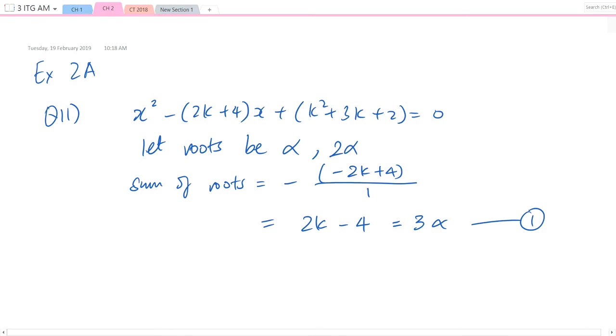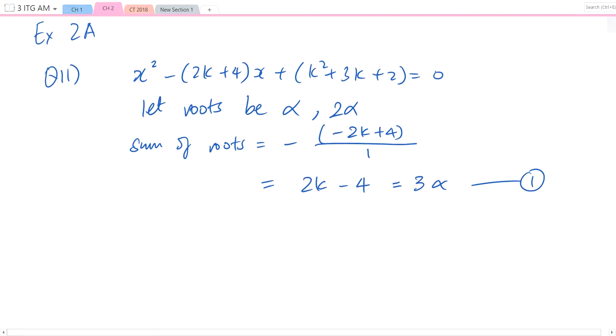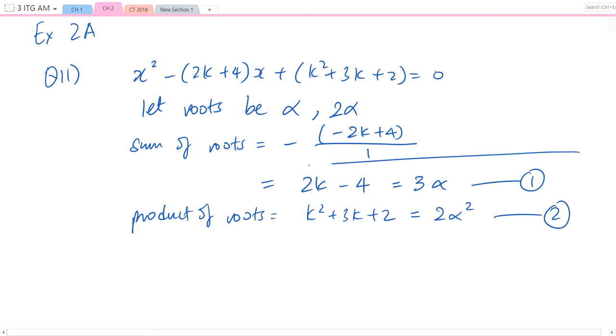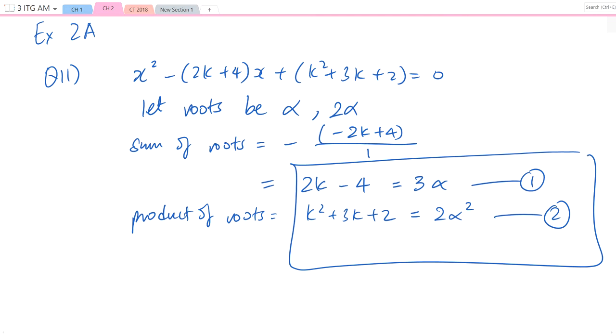Can you form your second equation? Yeah, I'm sure you can. Product of roots equals k squared plus 3k plus 2 divided by 1. And how much is this supposed to be equal to? 2 alpha squared. Equation number 2. Look carefully. Isn't this simply simultaneous equations? Can do it, right? And that's our very first topic of AMAX.